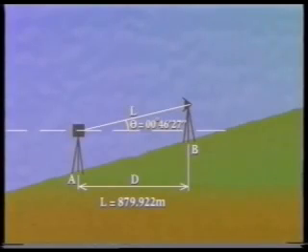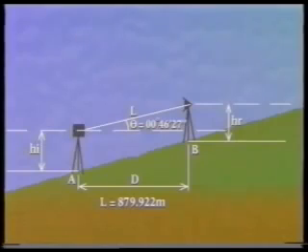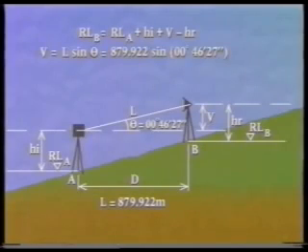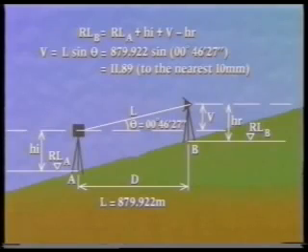EDM also enables reduced levels to be calculated. If the height of the instrument, HI, and the height of the reflector, HR, are known, the reduced level of B, RLB, can be obtained from the reduced level of A, RLA, using RLB equals RLA plus the height of the instrument plus the vertical component V minus the height of the reflector. The vertical component V is given by L sine theta, which in this case equals 11.89 meters, again to the nearest 10 millimeters. V is positive for an angle of elevation and negative for an angle of depression.